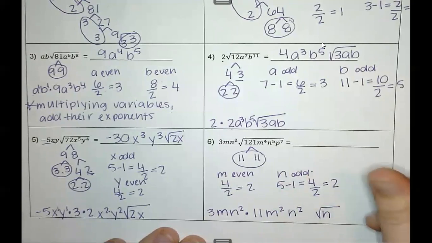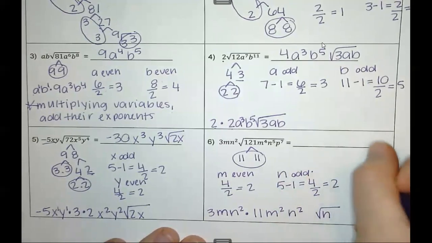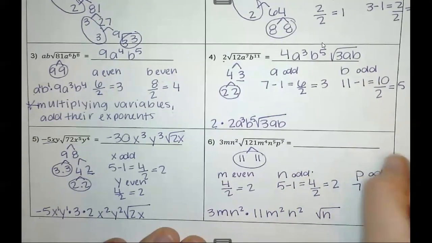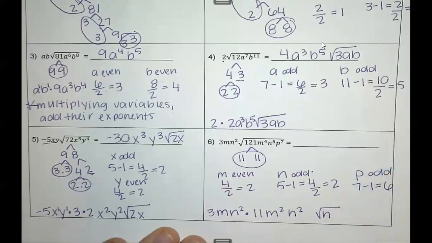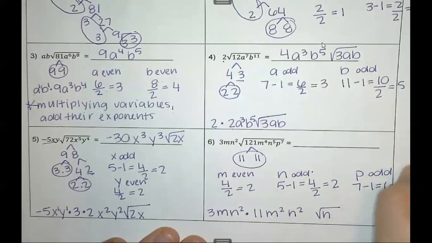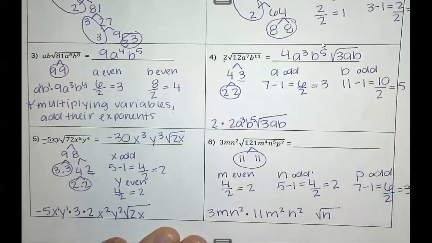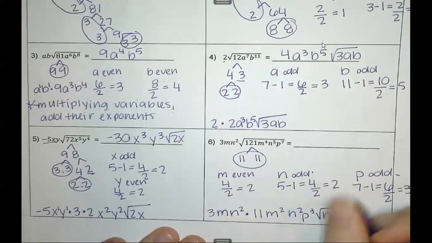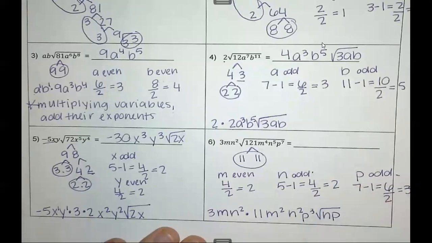All right, last one, we have p. p is 7, which is odd. So our rule for odds is to subtract 1. 7 minus 1 gives us 6. And divide by 2. 6 divided by 2 is going to give us 3. So I get to pull out a p cubed, but because it was odd, we also have to leave 1 remaining under the square root.